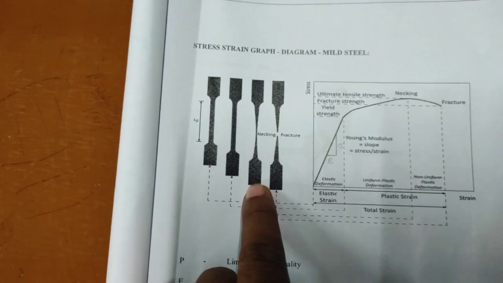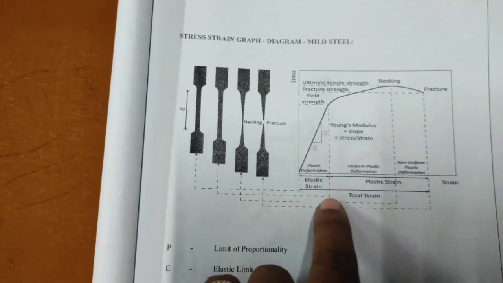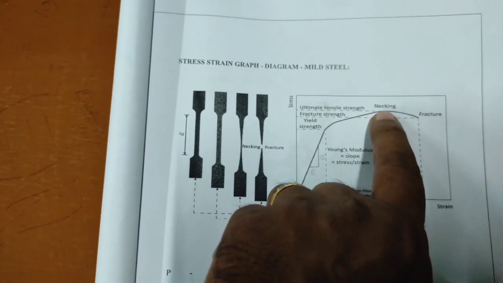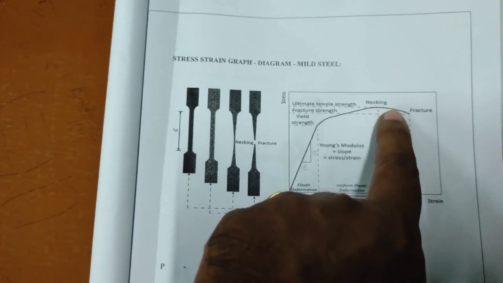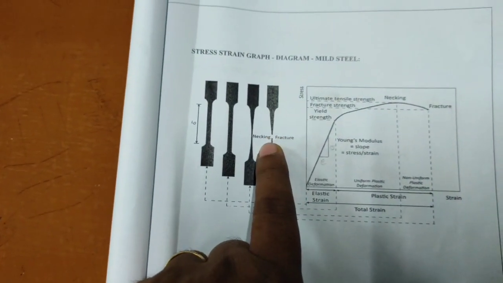In the third diagram you can see the neck formation. The neck formation is clearly visible at the time of ultimate load. The ultimate load is the maximum load. Once it reaches the breaking point, you can see the breaking of the material.